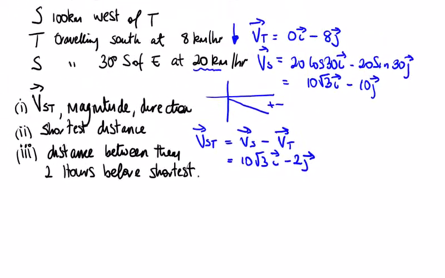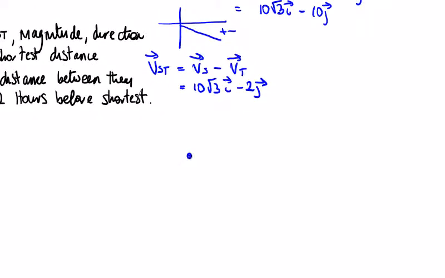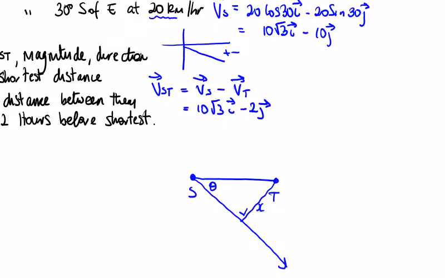Doing a quick diagram of this. S is 100 kilometers west of T. We have S and we have T. The velocity of S relative to T is positive, negative, so it's going down in this direction. We have our shortest distance here, we call it x, and we have our angle theta. If we use T as the origin and put my y-axis in, the tan of theta is equal to the opposite, which is the y value of 2, over the adjacent, which is my i value, 10 root 3.